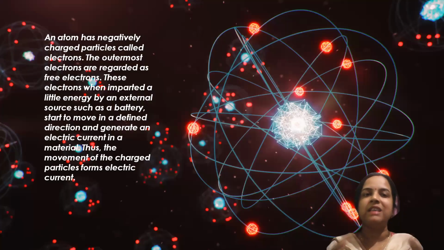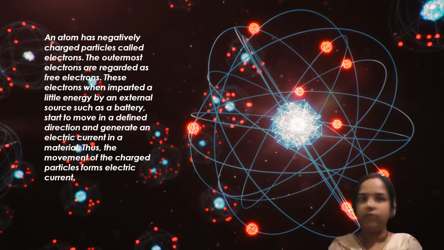So an atom has negatively charged particles called electrons. The outermost electrons are regarded as free electrons. See, electrons are moving around in the orbit, and the electrons in the outer part of the orbit which are moving are called free electrons. When these free electrons get any kind of external energy, that is your battery, cell, or in a bigger scenario you can call it a transformer, right? So when they get the external energy, they get channelized.